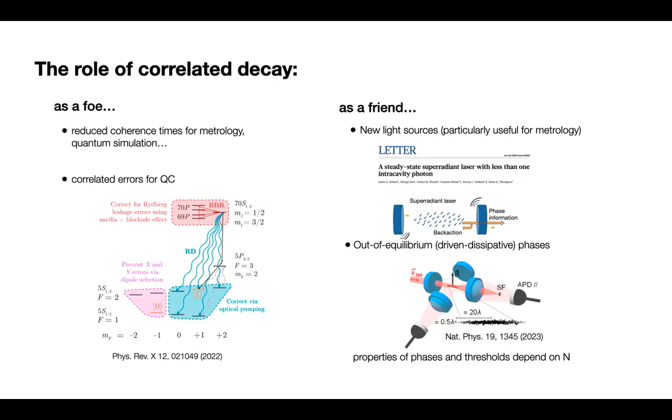And then maybe more generally, there are many examples in cavities where people have studied out of equilibrium systems, as in driven dissipative phase transitions. The properties and the thresholds for these phase transitions depend on the system size, okay? And therefore on correlated decay.